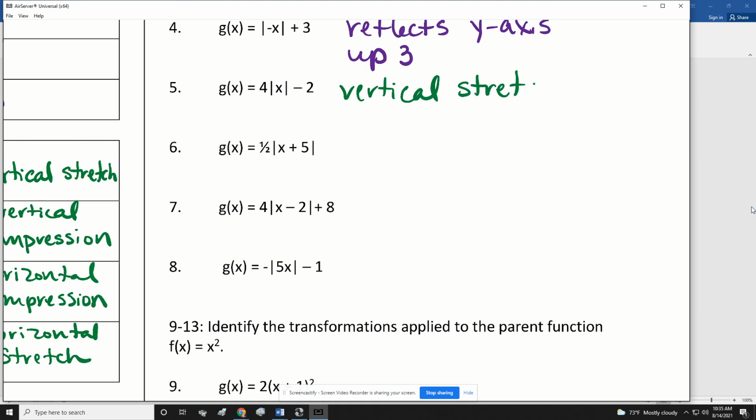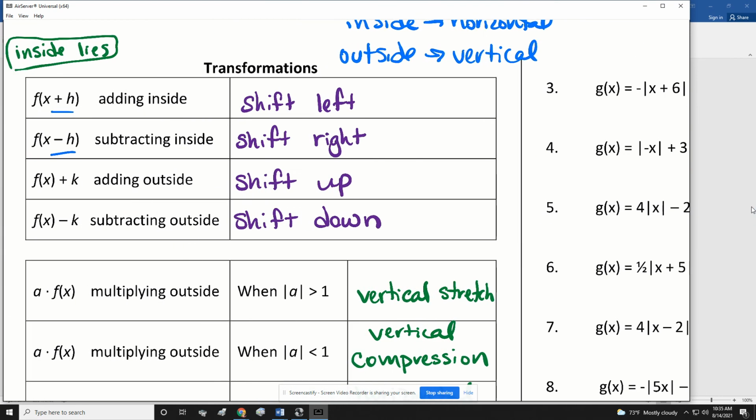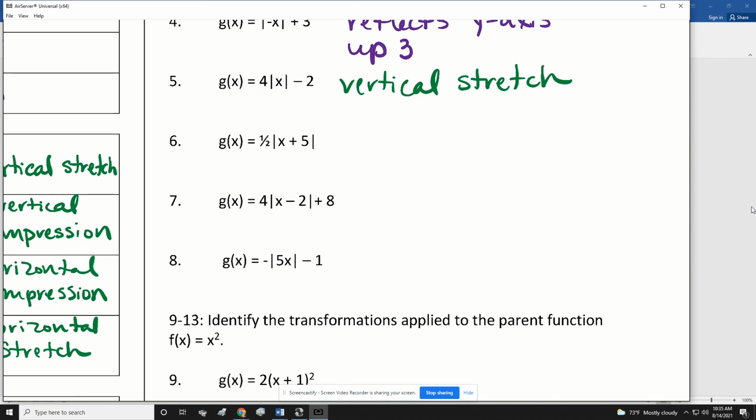All right. We also have the minus 2, right? So that's a subtraction on the outside. So that's going to be down 2.